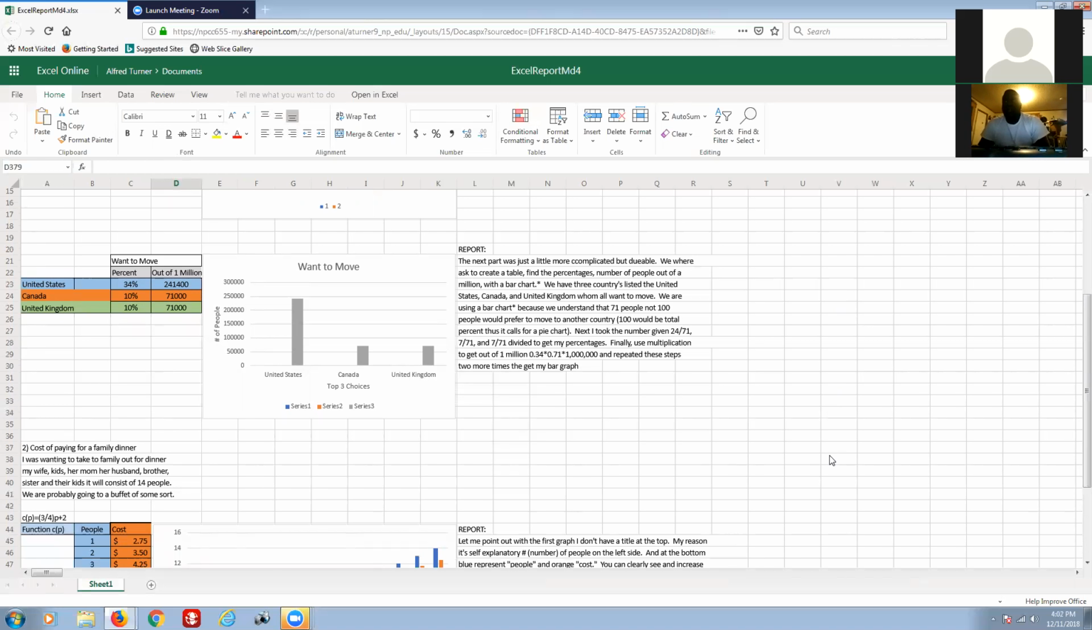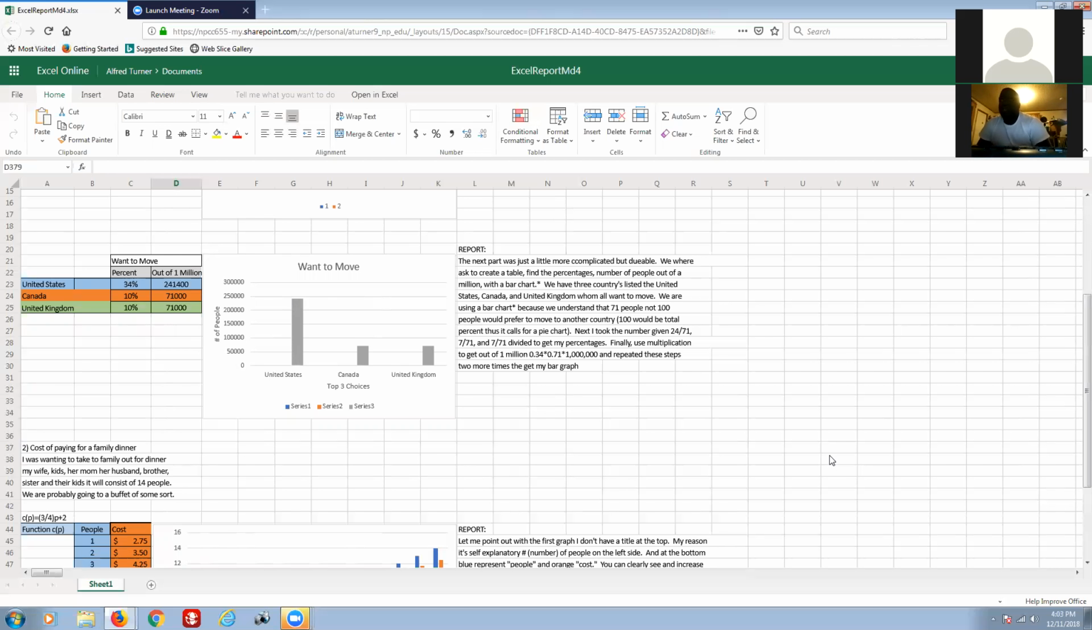The next part was just a little bit more complicated, but doable. We were asked to create a table and find the number of people out of 1 million, with a bar chart. We have 3 countries listed: United States, Canada, and United Kingdom, who all want to move. We are using a bar chart because we understand that 71 people, not 100 people, will prefer to move to another country. 100 would be the total percentage. It was called for a pie chart.